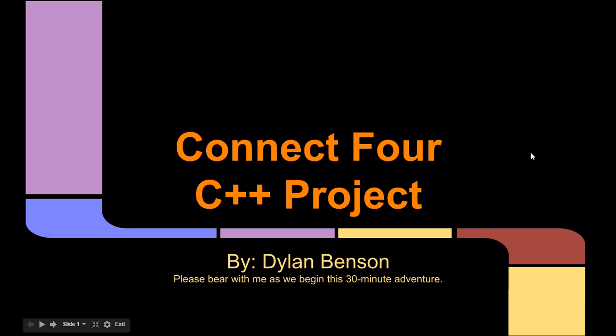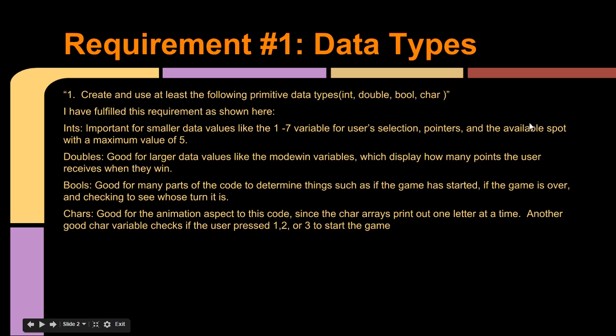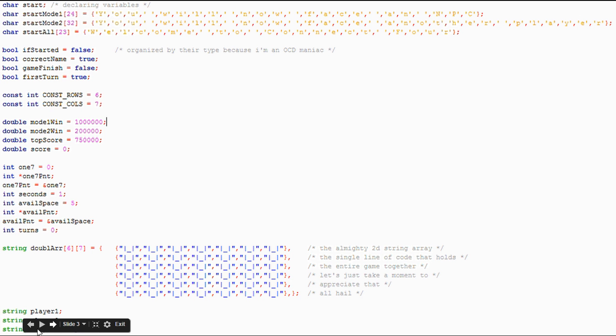Alright. Hey guys, so this is my Connect 4 project, and here we go. I'm going to start off with the requirements. So, requirement number 1, data types. I used all 4 of those, and I have some screenshots here. I'll run through the code at the end to go over those again and explain every part of the code.